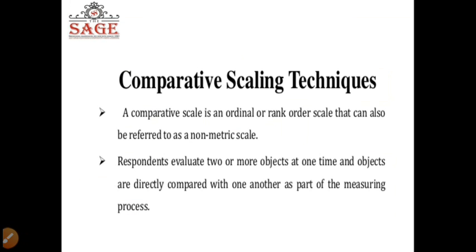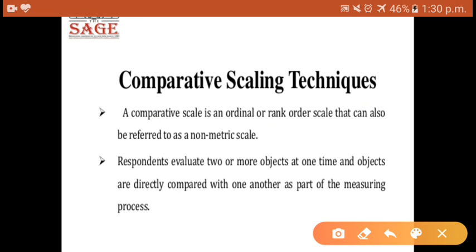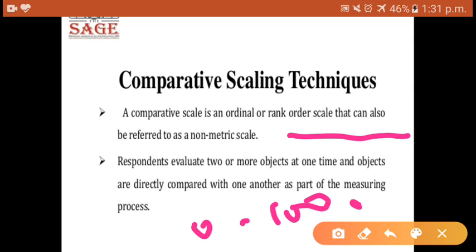Comparative scaling techniques. A comparative scale is an ordinal or rank order scale that can be used for non-metric scales. Non-metric scale means you do not have any scale like a meter where 0 to 100 centimeters is written, and that is equivalent to 1 meter. If it is written like that, then this type of scaling is not in this.